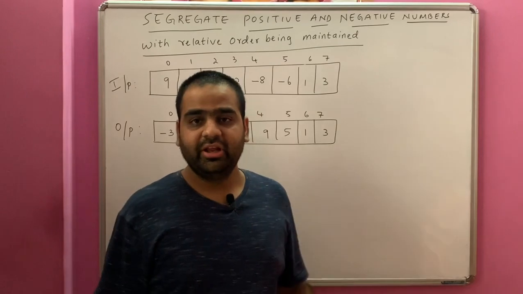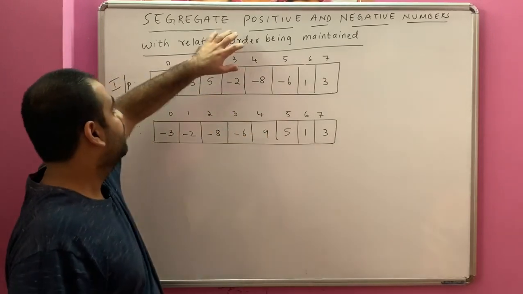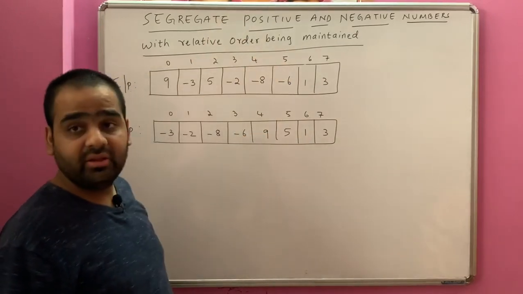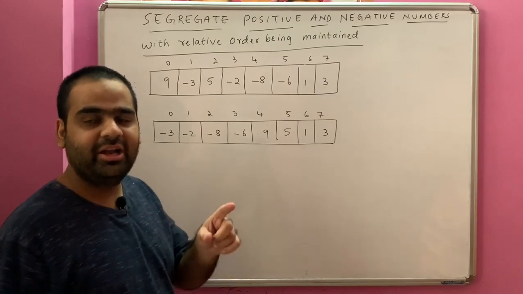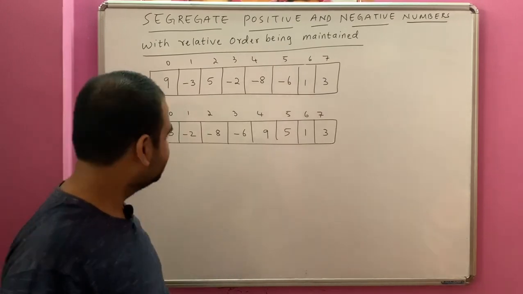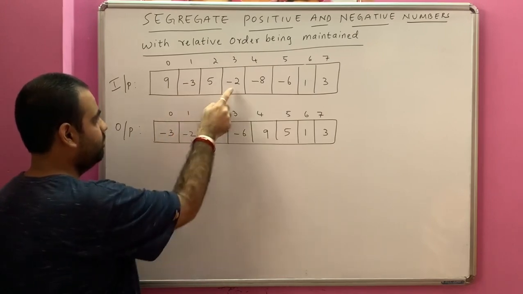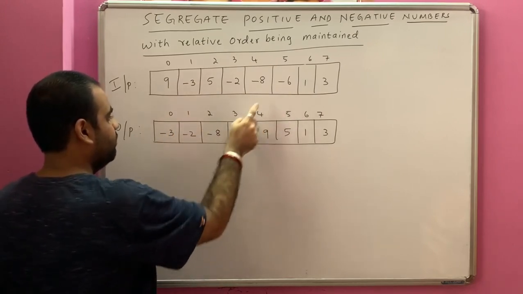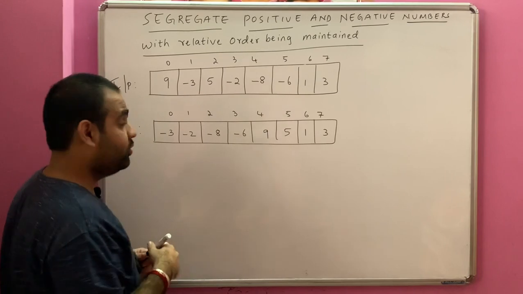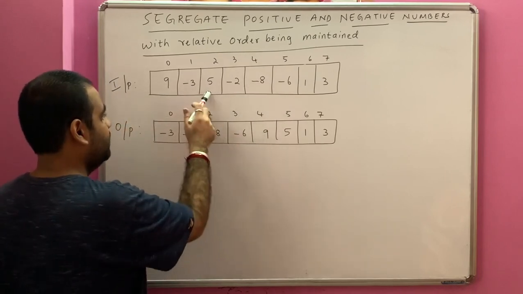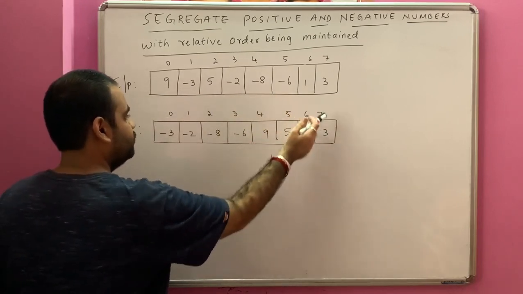Let us see the variation of the previous question. You have to segregate the positive and the negative numbers with the relative order being maintained. Now what do I mean by this? This is -3 should come over here, -2, -8, -6. Then the positive numbers should be in order again, 9, 5, 1, 3.